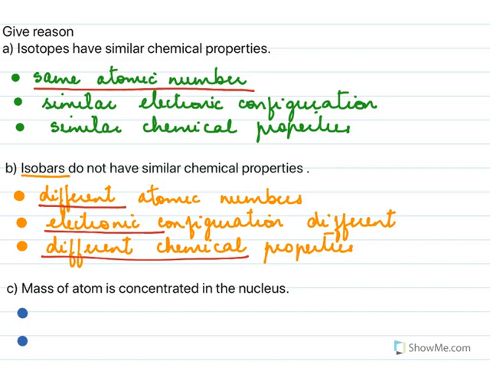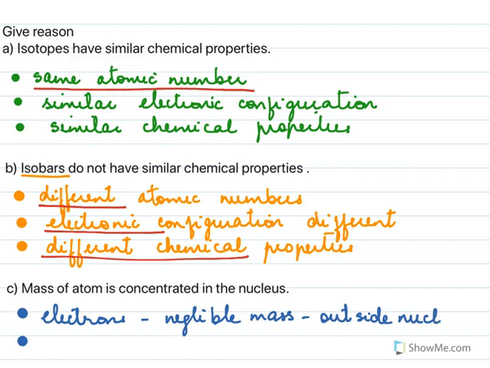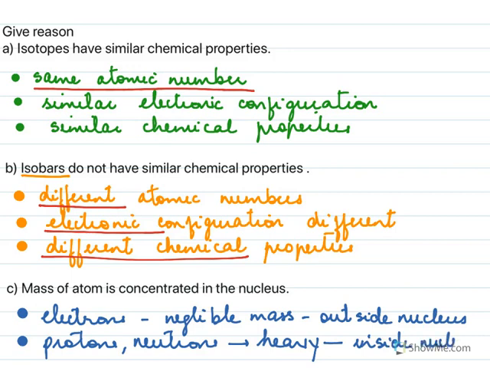The mass of an atom is concentrated in the nucleus, and that's because electrons have negligible mass, and these are outside the nucleus. It is the protons and the neutrons that have mass or are heavy particles, and these particles are present inside the nucleus. So all the mass of the atom is concentrated in the nucleus because the heavy particles are present. Here's the nucleus. You have the protons and neutrons which are very heavy, the light electrons are present outside. So all the mass is concentrated in the center.